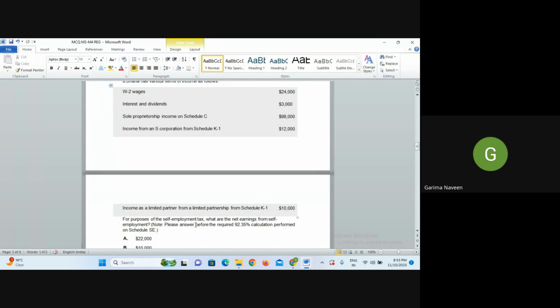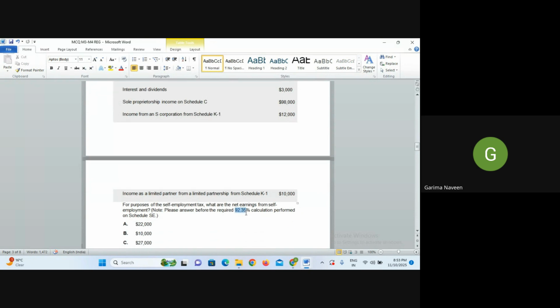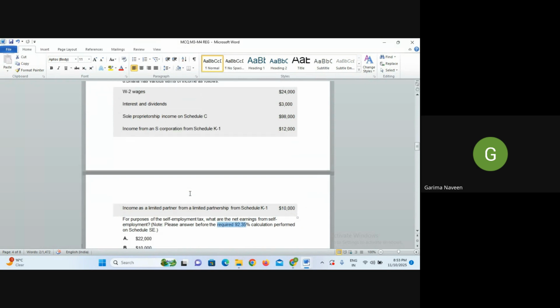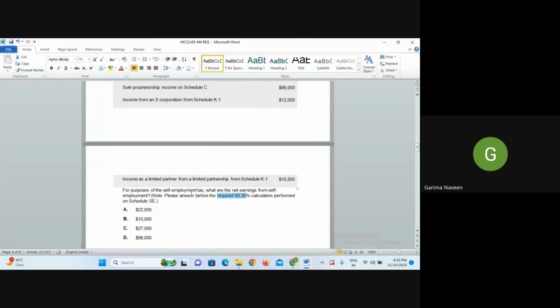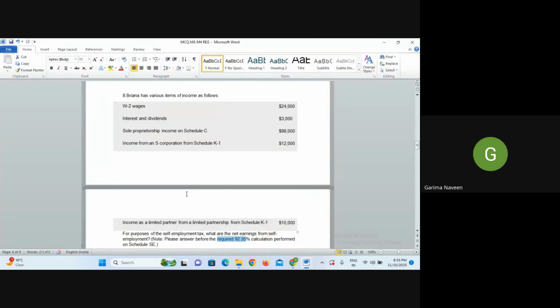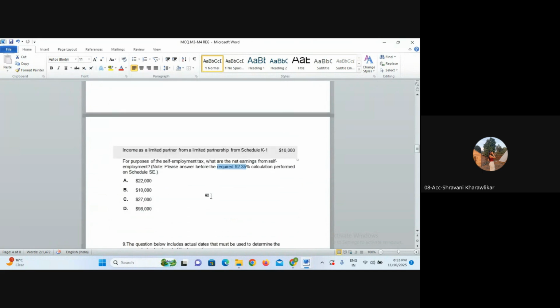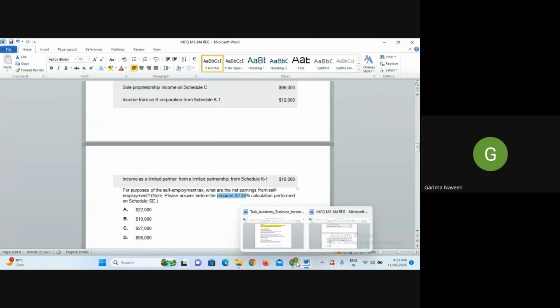They are not asking after the 92.35% calculation, meaning not after deducting your self employment deduction. They are asking before this deduction. So you only need to tell what is the amount that is subject to self employment taxes. Ma'am, D option last. Okay, other one?